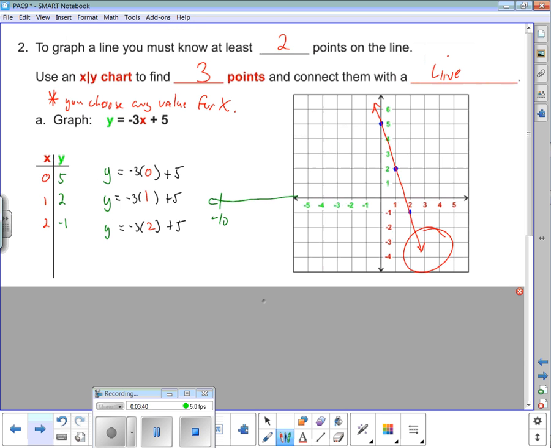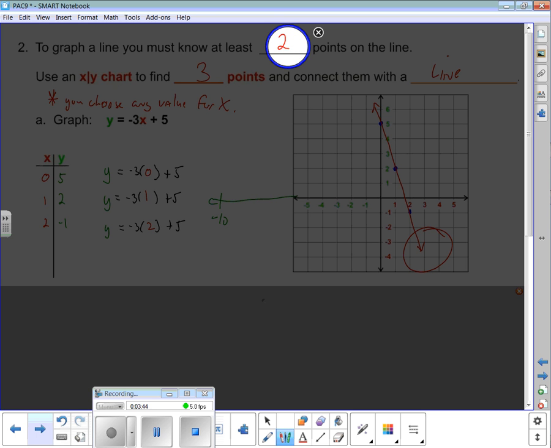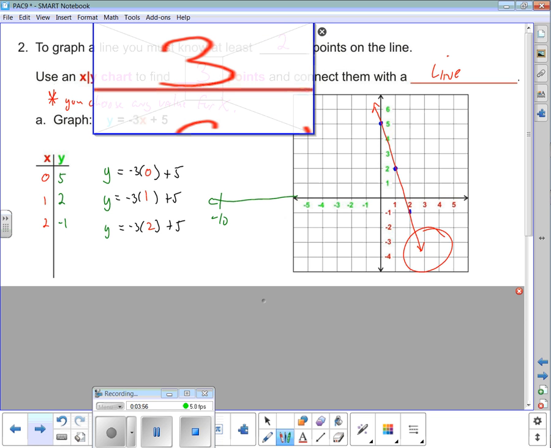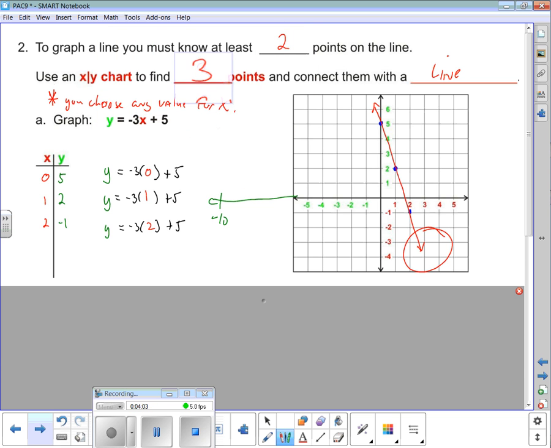Okay, and then we talked about a graph of a line. You must know at least 2 points. So geometry says any 2 points determine a line. But remember, if you only graph 2 points, it's possible to be wrong and you'll never know it. Instead, I said to you, hey, graph 3 points. Why 3 points? Because you'll know if they don't go in a line, then you know something's wrong.